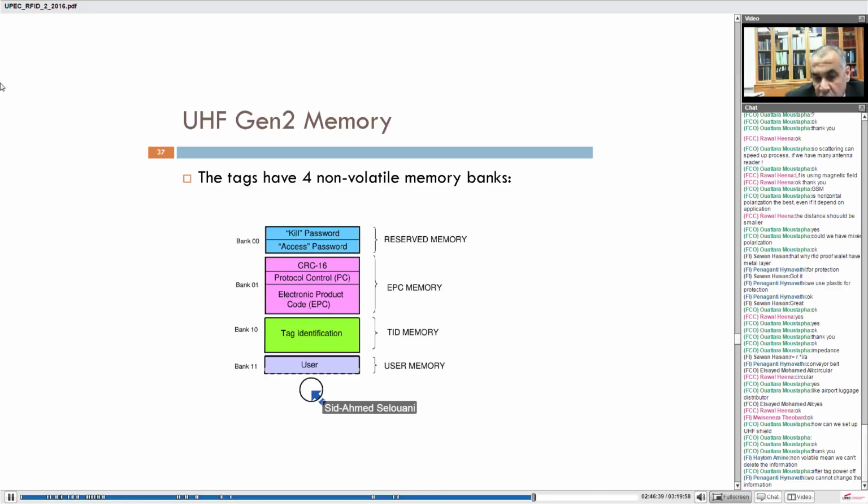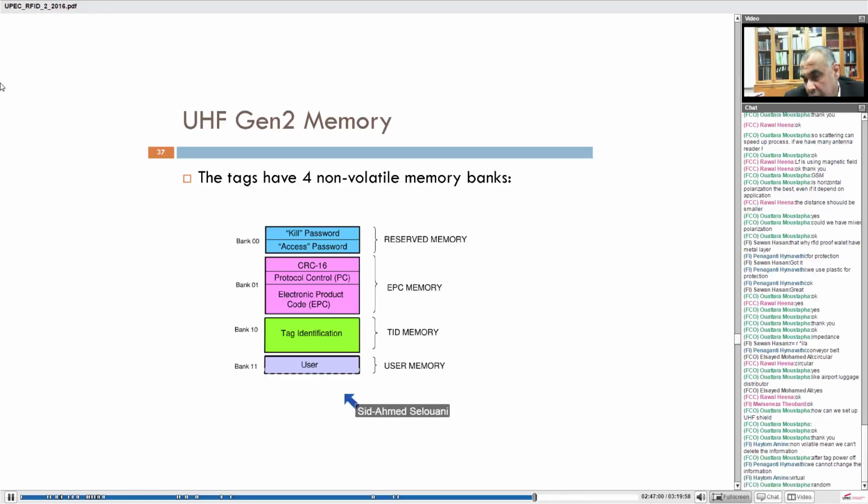Okay, you can change it if you want to change it right here. You can put information. The information can be here for 1 century, for 10 years. You can put this information, and this is the meaning of non-volatile. I put this information here, and it is here.